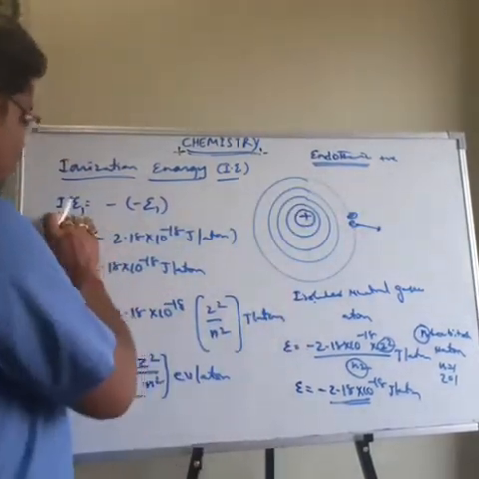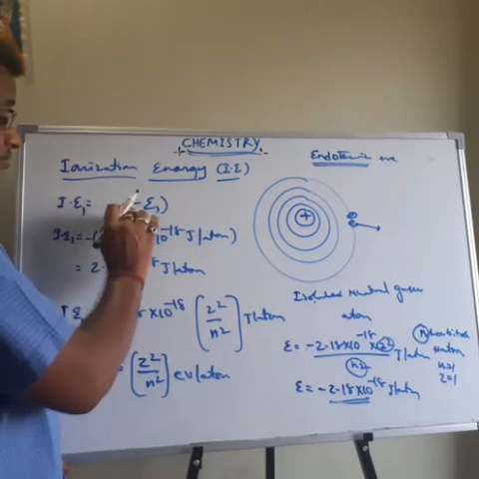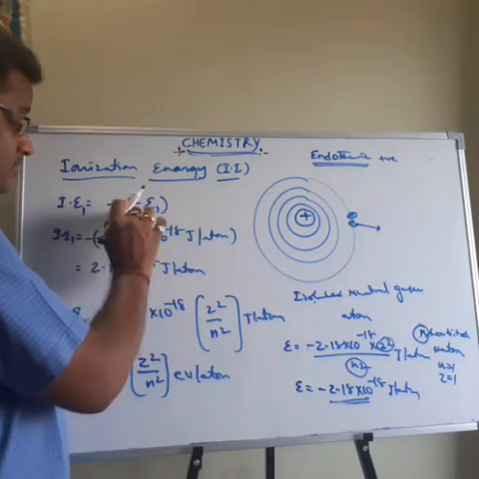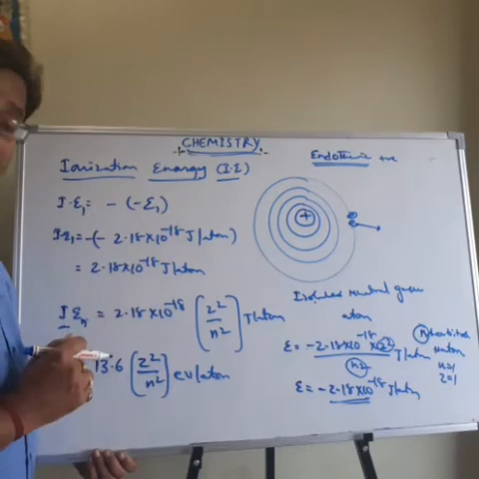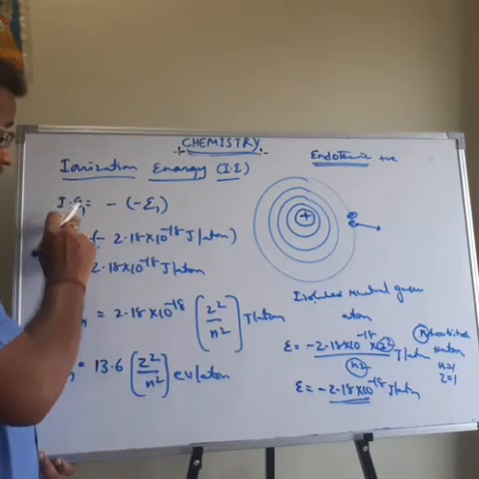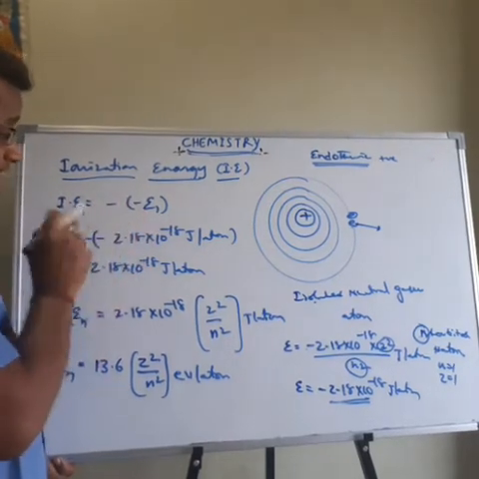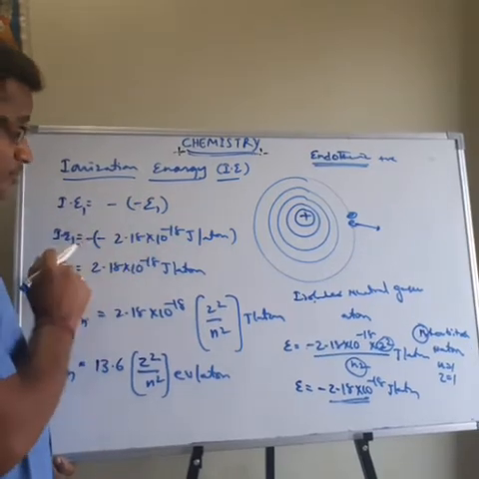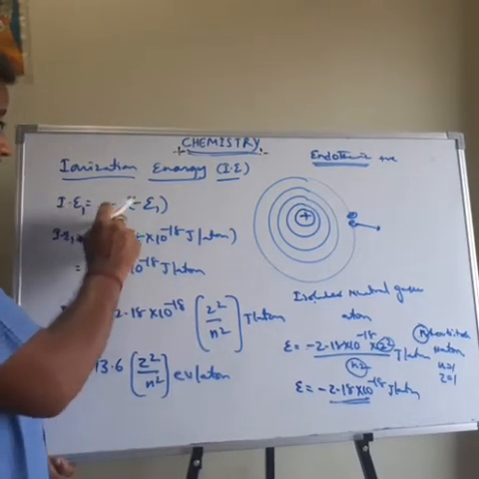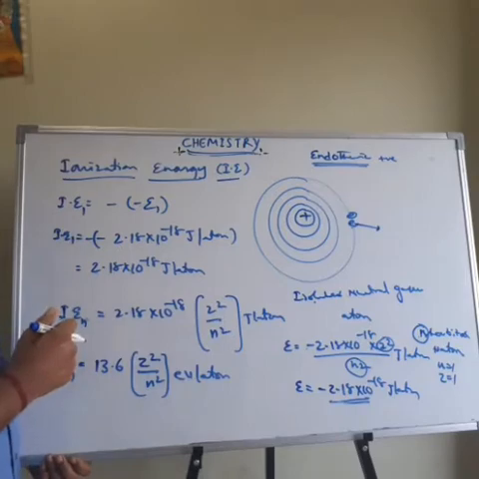Next, ionization energy is equal to minus the energy of the orbital. For example, the first ionization energy is equal to minus E1, the second ionization energy is minus E2, the third ionization energy is minus E3. Like that it will come.